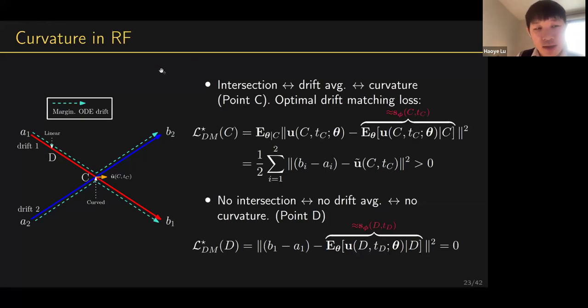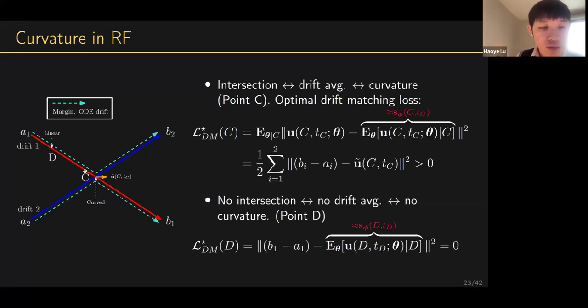Before we try to lower it, we want to have a more formal definition of curvature first. As we mentioned in our toy example, we noticed that whenever the conditional drifts intersect, we need to do some drift average, then curvature happens, in particular at point C. And then the optimal drift matching loss I mentioned before will never reach 0 because we can never make our average drift match all the conditional drifts.